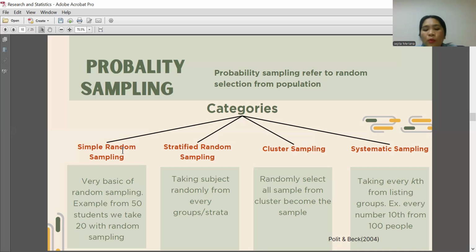In cluster sampling, we randomly select clusters, and all members of the selected clusters become the sample. Later I will explain it with a picture. And in systematic sampling, we take every case from the listed group. For example, every 10th person from 100 people.